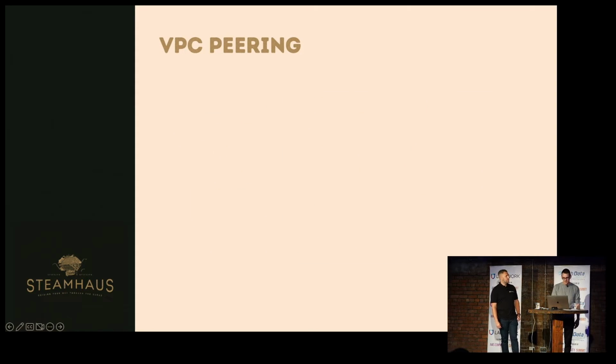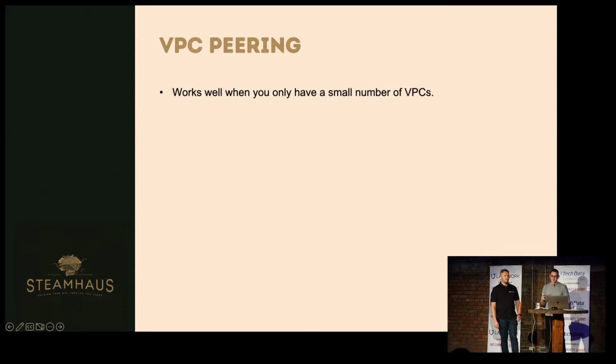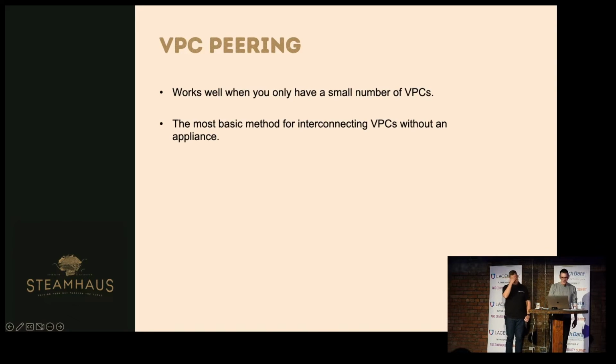Some of the things around VPC peering is that it works really well when you have a small number of VPCs. I think Amazon recommend less than 10 is the sweet spot. In my personal experience, once you start to get over maybe 6 diverse VPCs, because it's bi-directional, you need to configure it in 2 places at once. You're basically talking about 12 different places you need to configure peering connections to create your mesh network. So it can get quite complicated quite quickly. It is, however, one of the most basic methods for interconnecting a VPC without the use of an appliance.